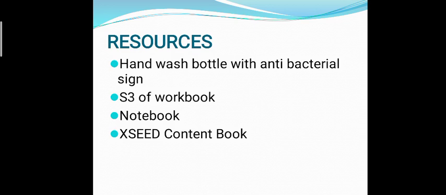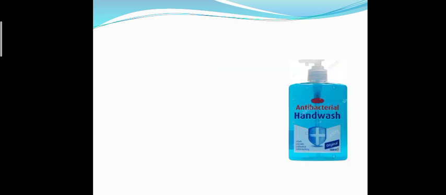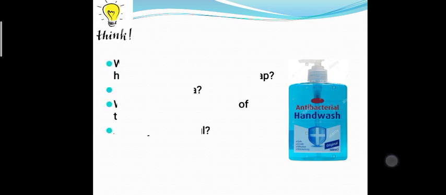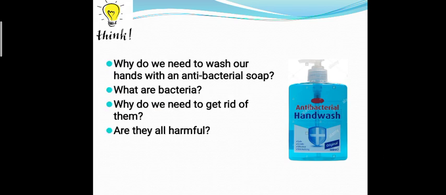The resources required are a hand wash bottle with an antibacterial sign, S3 of your workbook, notebook and exit content book. Students, see this hand wash bottle and try to read the word written on it. The word is antibacterial.